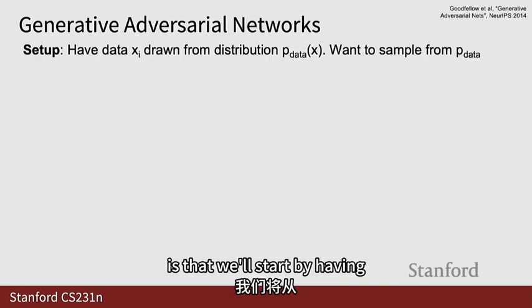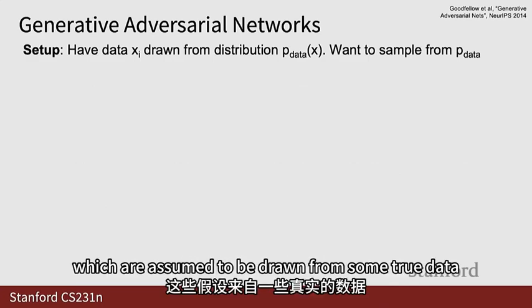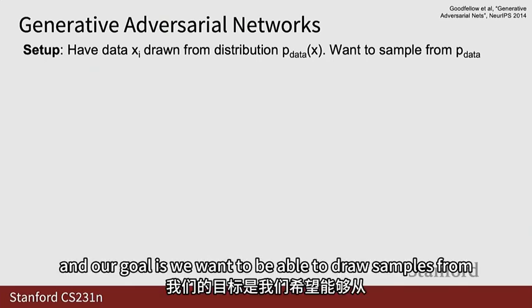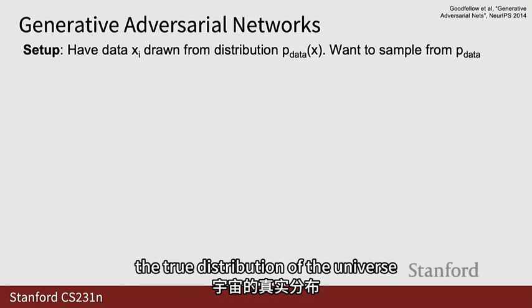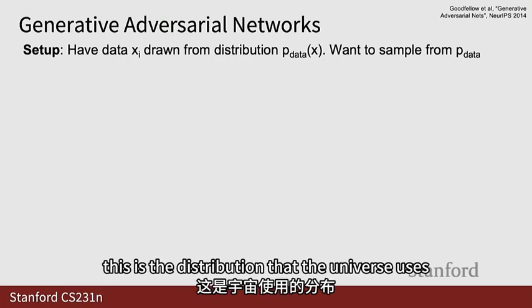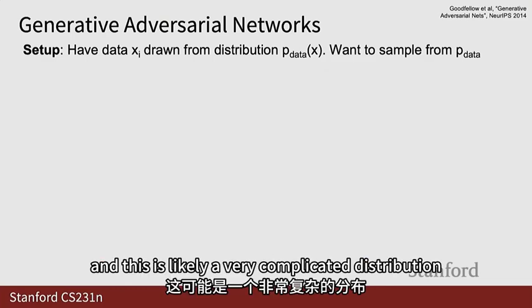So the setup here is that we'll start by having some finite samples of data, xi, which are assumed to be drawn from some true data distribution, p data. And our goal is we want to be able to draw samples from p data. And recall, p data is something like the true distribution of the universe. This is the distribution that the universe uses to give you samples of your data. And this is likely a very complicated distribution.